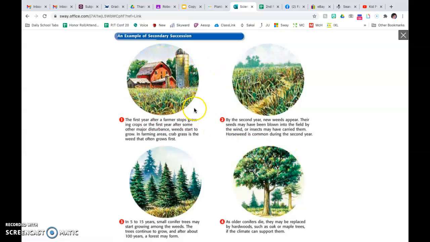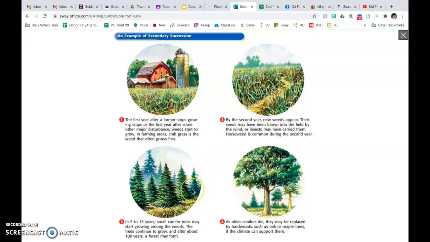In the first year after a farmer stops growing crops, or the first year after some major disturbance like a fire, weeds start to grow. You know, weeds can grow anywhere. In farming areas, crabgrass is the weed that often grows first. And then by the second year, in the same area of land, new weeds appear. Their seeds may have been blown into the field by the wind, or insects may have carried them. Horseweed is common during the second year.